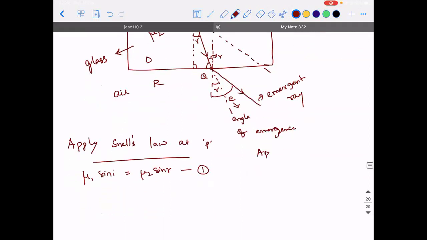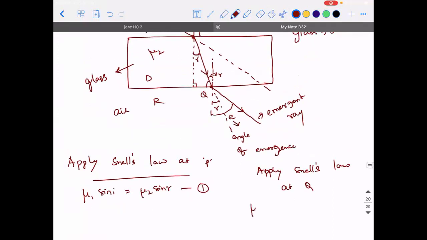Similarly, apply Snell's law at Q. What do we get? Applying Snell's law at Q, what do we get? I want you to tell me. Mu2 into sin R is equal to, completed, mu1 into sin E.